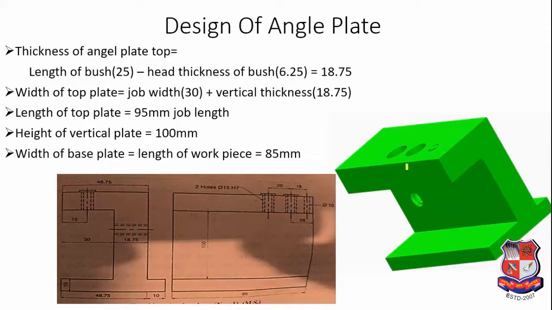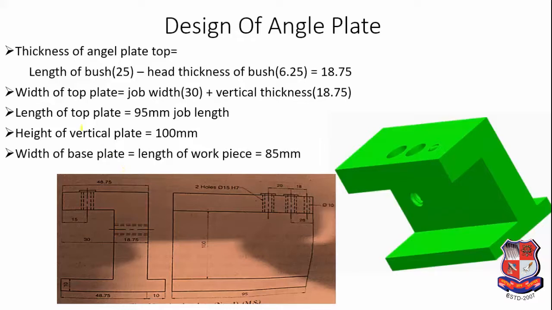Now we can understand this width of angle plate will be 30 plus 18.75, that is the thickness of angle plate. 30, we have selected width of angle plate as 30 because width of component is also 30 mm.